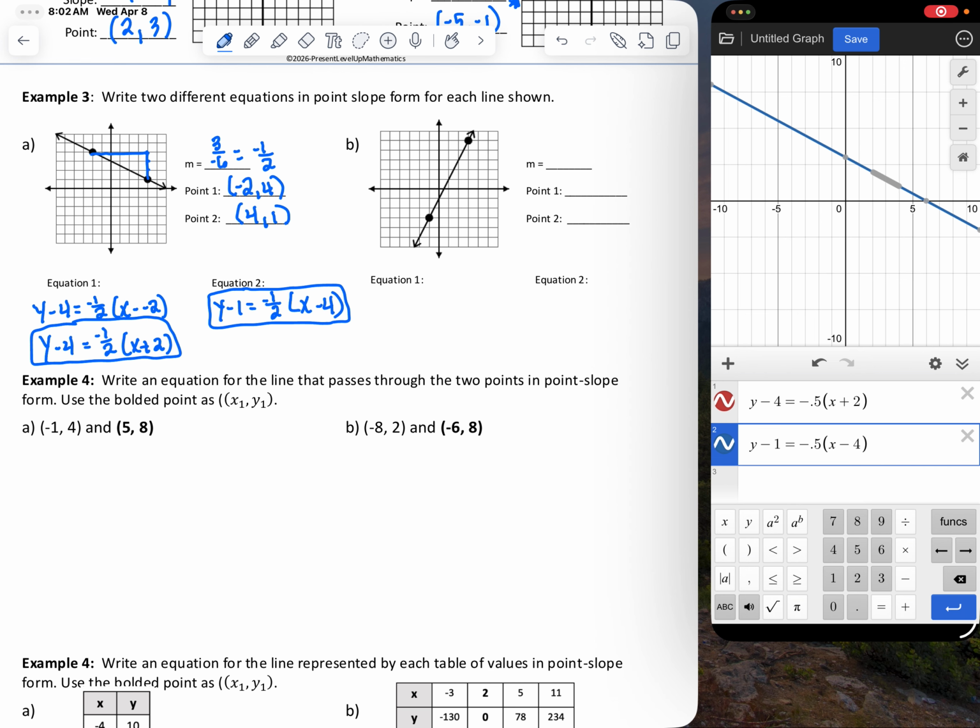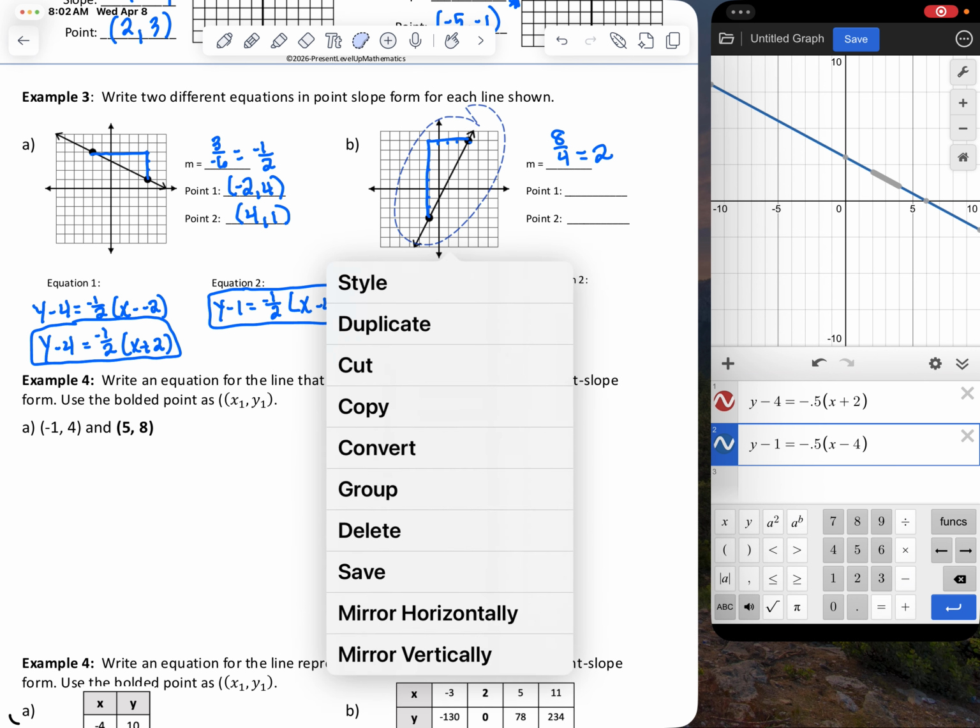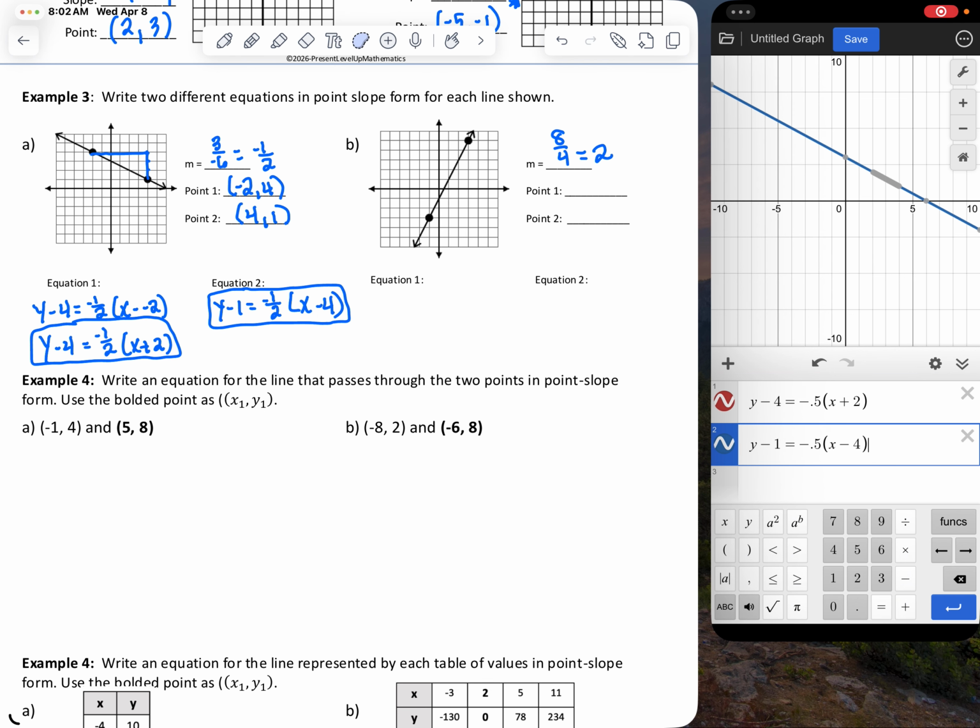Problem B. We have a line here that's going uphill, and they want us to write the equation in two different forms using two different points. So we'll start off just the same. We want to get our slope, rise over run. So 1, 2, 3, 4, 5, 6, 7, 8. Our run is 1, 2, 3, 4. So we have a slope of positive 2. All right. Now we'll identify point 1 and point 2. So point 1, I'll use the point on the left, is negative 1, 2, 3, negative 3.